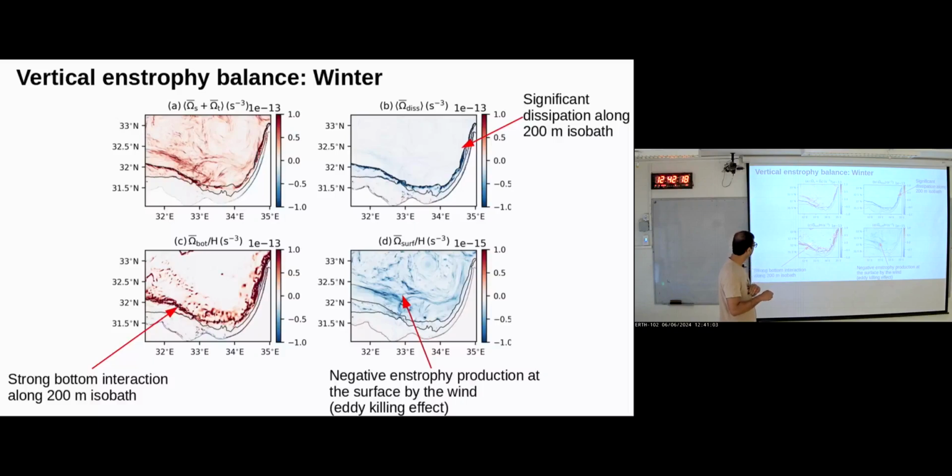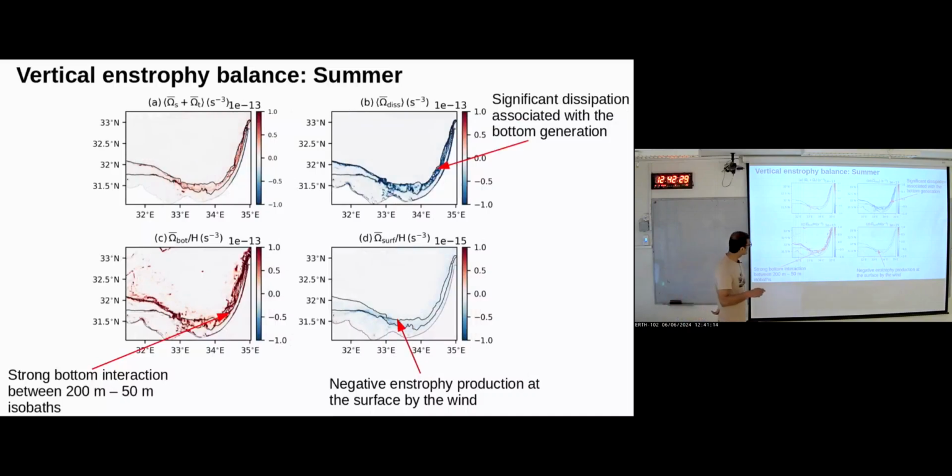The vorticity generation. However, most of the generated vorticity is also dissipated. Similarly, in summer, we find bottom drag to be the dominant generating term for the vorticity, and in this season we also see interactions along the 200-meter isobath, but shallower interactions are also present.